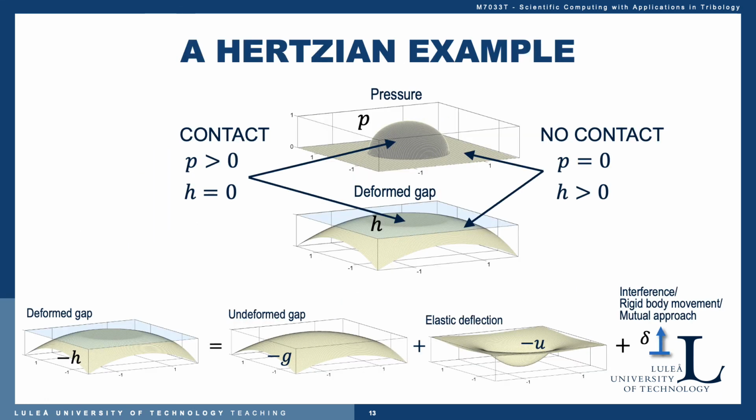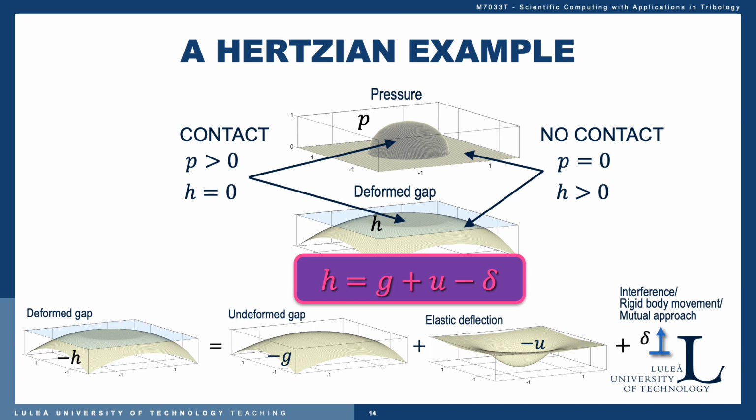At the contact points, the deformed gap is 0. And this means that the elastic deflection U at the contact points must be exactly inversely shaped compared with the undeformed gap between the two surfaces. Because it is only this way that we can add these two together with a certain shift, this interference delta, so that they cancel and become 0 at the contact spots.